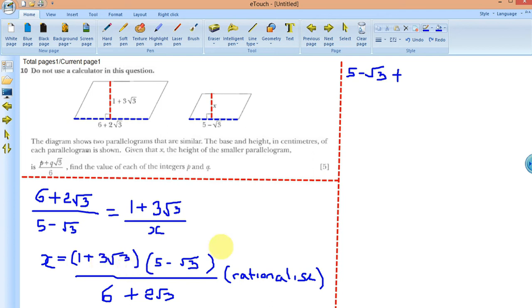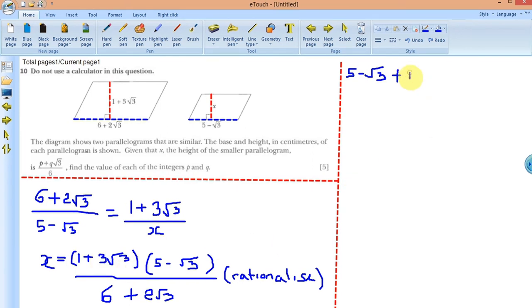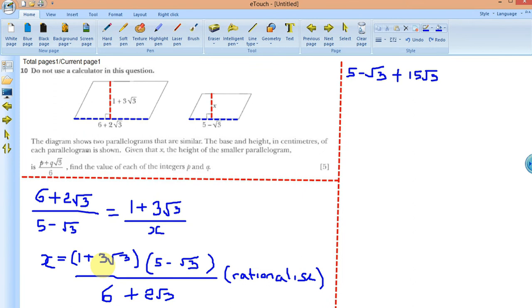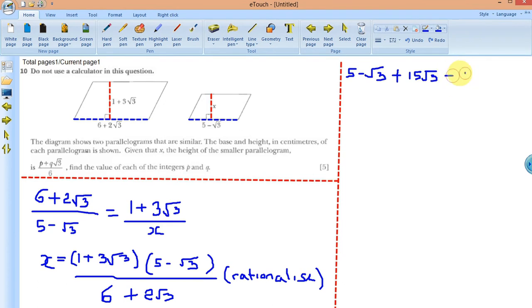So 3 times 5 is 15, that's 15 root 3. That is then minus 3 times 3, because root 3 times root 3 is 3. So 3 times 3, that is 9, so minus 9. That is pretty good, guys. Then divided by 6 plus 2 root 3. Okay, so guys, go ahead and rationalize now.